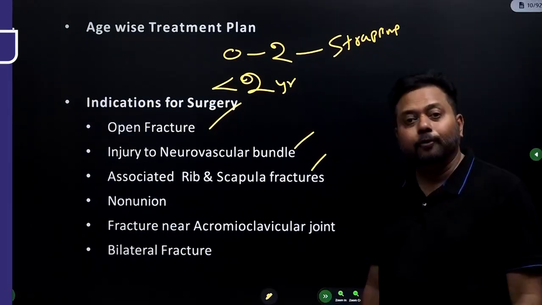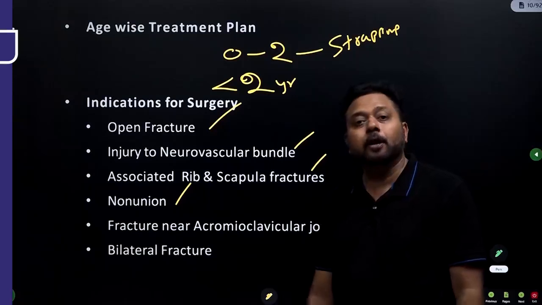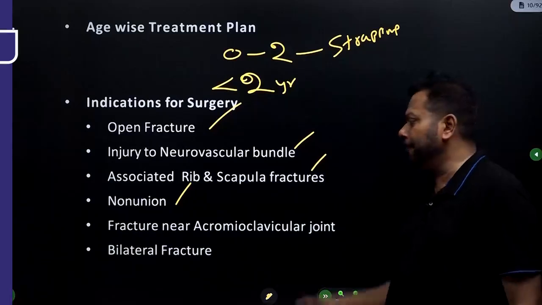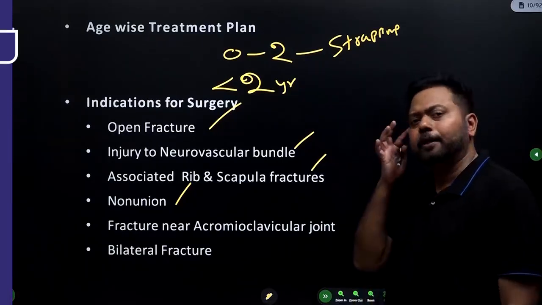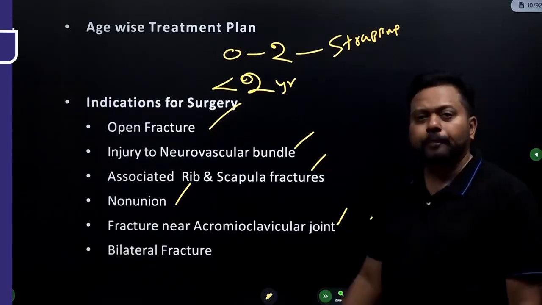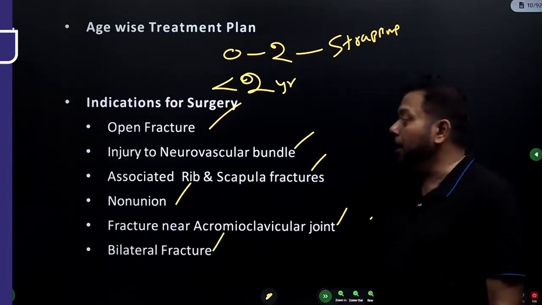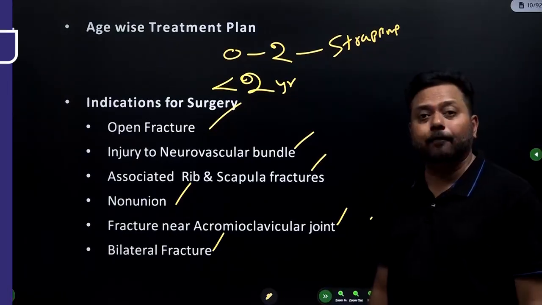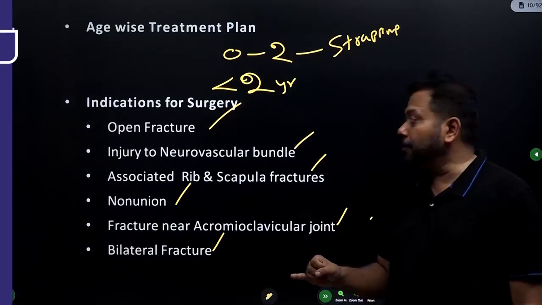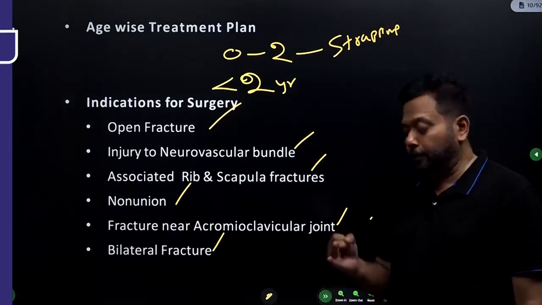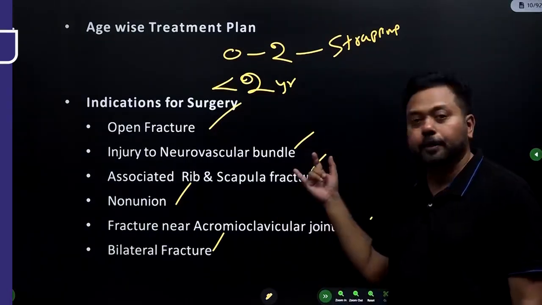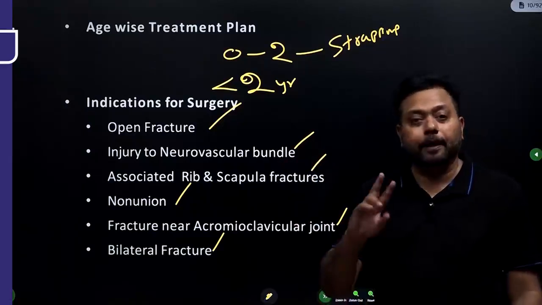There is no radiological sign of union. You have to go for open reduction internal fixation with bone grafting. Any non-union anywhere in the body, the treatment of choice is only surgery. Then fracture near the acromioclavicular joint, the lateralmost end of clavicle, you have to do surgery, no other go. And bilateral fracture clavicle, you have to do surgery. Only 6 indications are mentioned in Campbell for surgery in fracture clavicle: open or compound fracture, associated neurovascular injury (subclavian artery or brachial plexus), associated rib and scapula fracture, non-union, fracture near the acromioclavicular joint, and bilateral clavicle fracture.